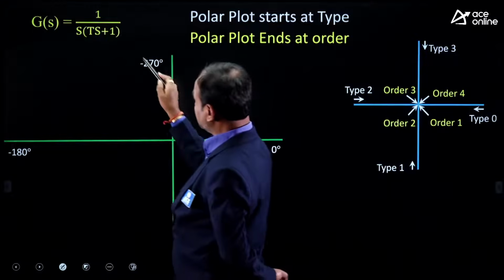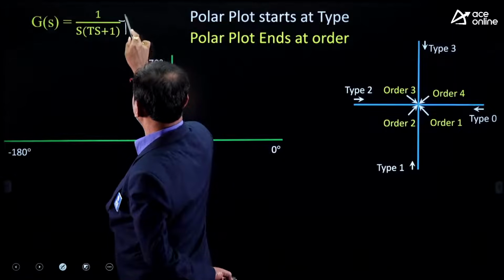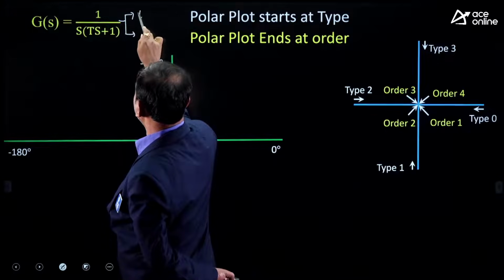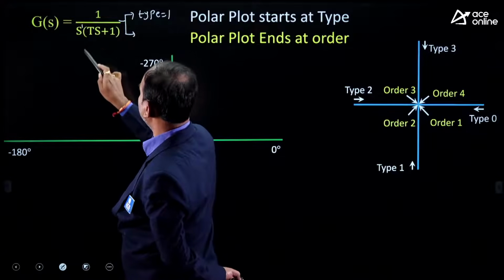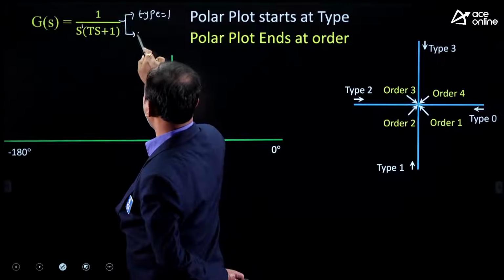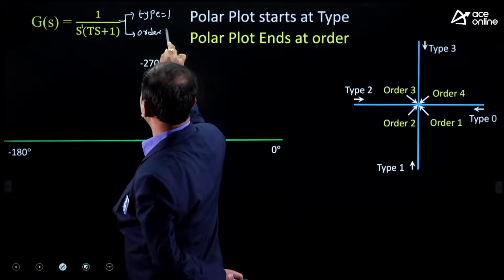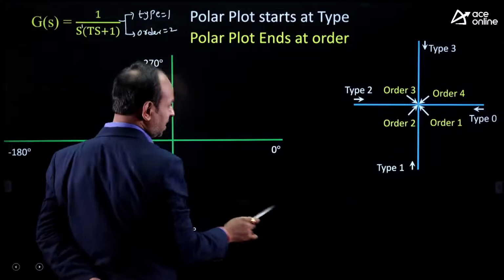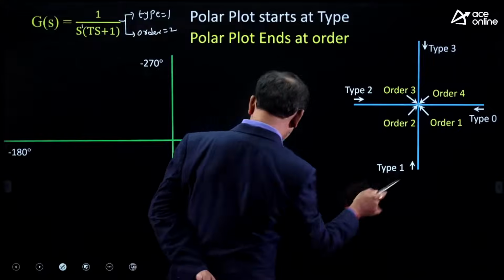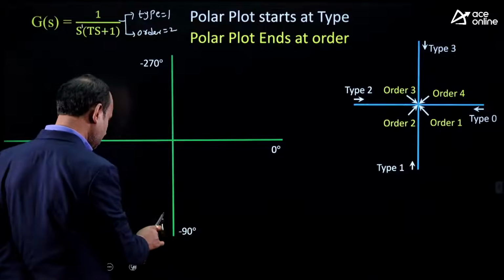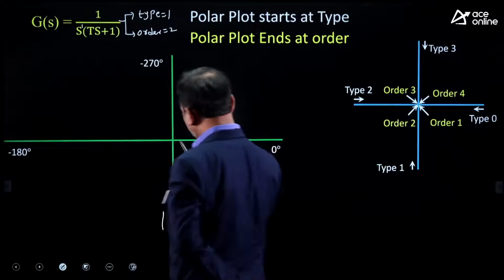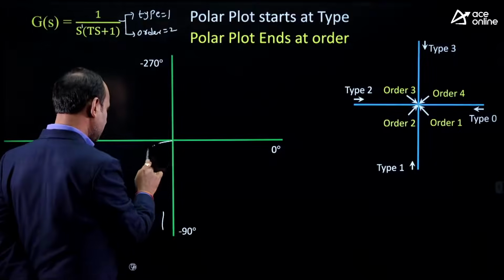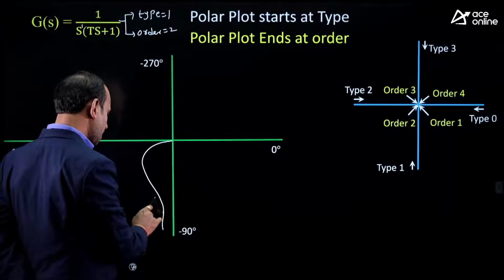So what is the given system? It is type 1, because the number of poles at origin is 1. The total number of S terms is 2, so the order is 2. Type 1 starts here, and order 2 ends here only. This is the polar plot.